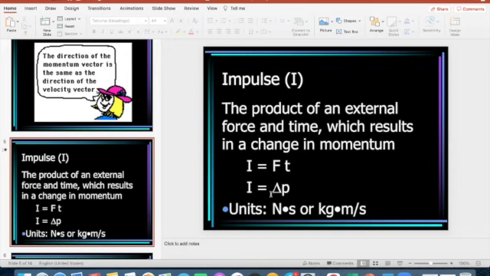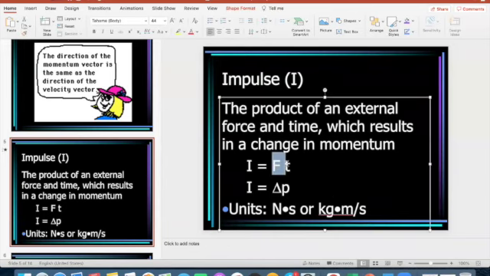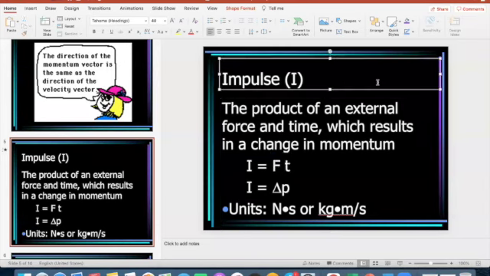All right, so the SI unit for impulse is going to be force, which is newtons, times time, which is in seconds. So impulse is newtons times seconds, or our momentum, which is mass, in kilograms, times velocity, which is meters over seconds, right? So either or for impulse, but you usually see it as force times time, so newtons times seconds.